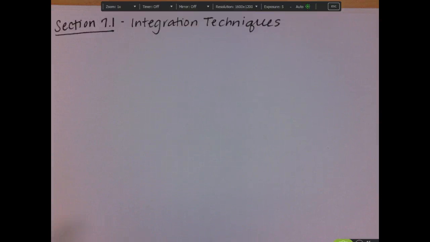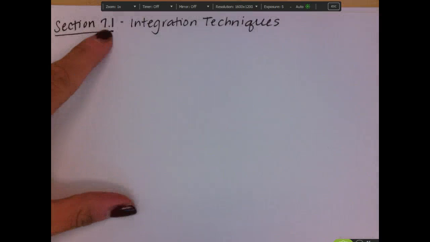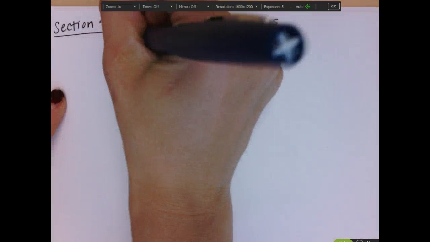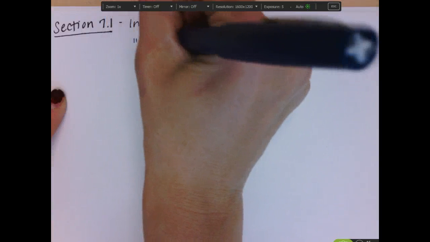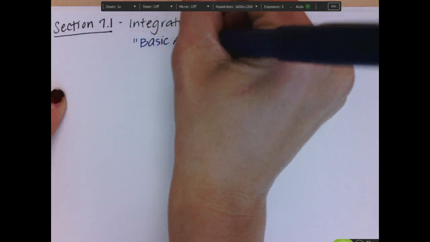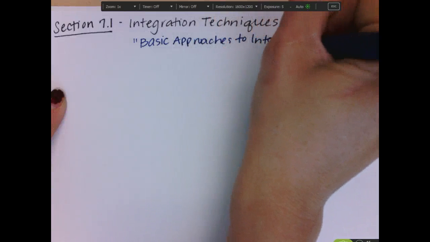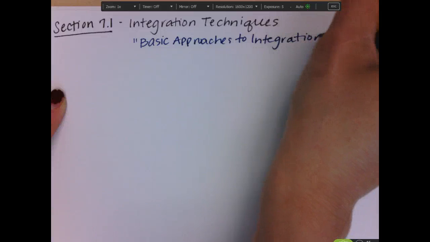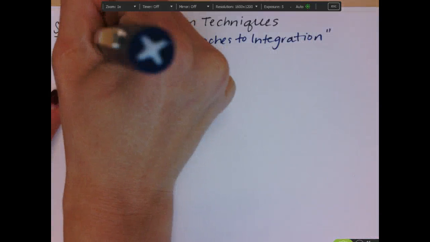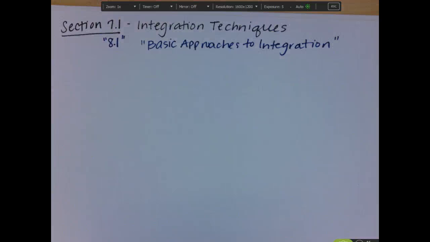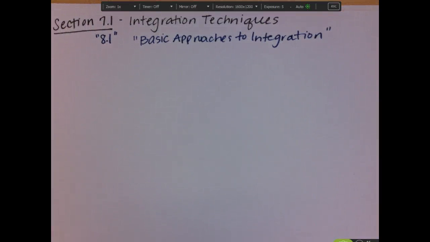In this section, you might notice that in your book, this is called section 7.1, and the actual title is Basic Approaches to Integration. But in all the MyMathLab stuff, it's going to be section 8.1. So there's just a difference in version between MyMathLab and the textbook that some of you purchased. The chapter in the section itself is exactly the same.